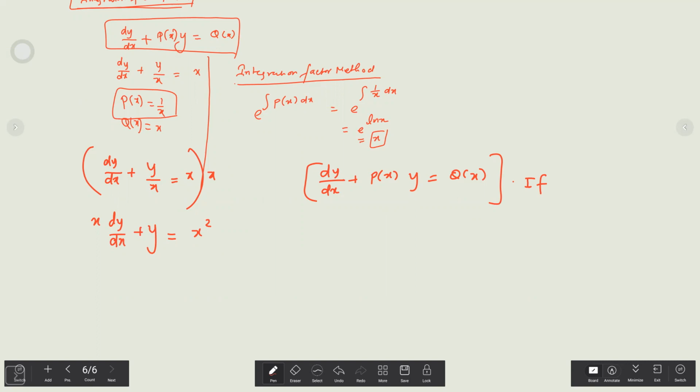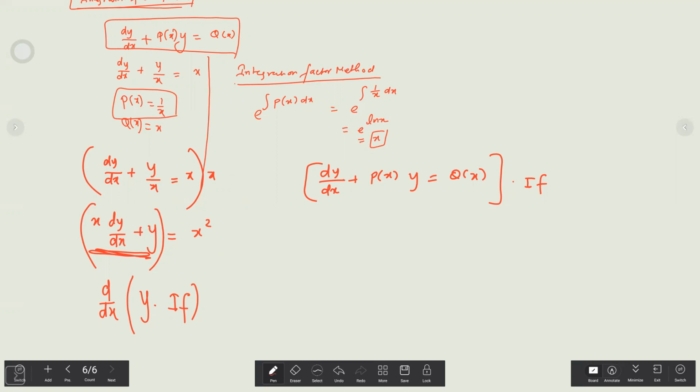After you're done with this, you'll notice something very interesting: the left hand side is now the derivative of two things multiplied. Left hand side will be the derivative of y times the integration factor. If you see here, x times dy by dx plus y into 1 is the derivative of xy, where x is the integration factor. So y times the integration factor.